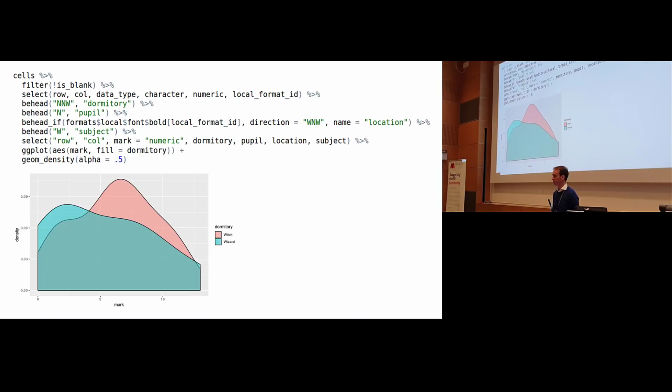So now you can do your plot, and I'm sure Alberto Cairo would be really proud of this one. It's looking at the distribution of marks, witches versus wizards. And the witches look like they're doing slightly better on average, but there might still be wizards who are better than some witches and vice versa.